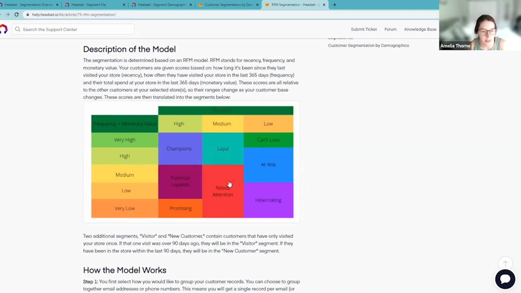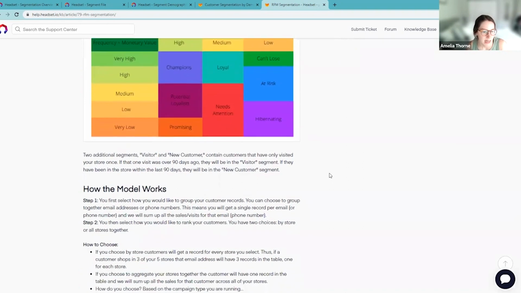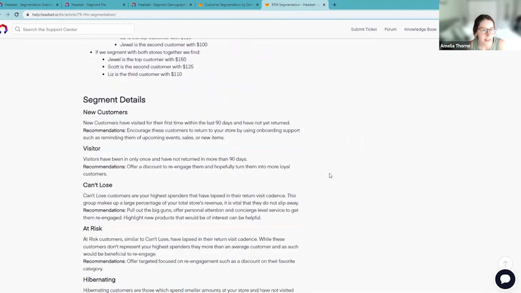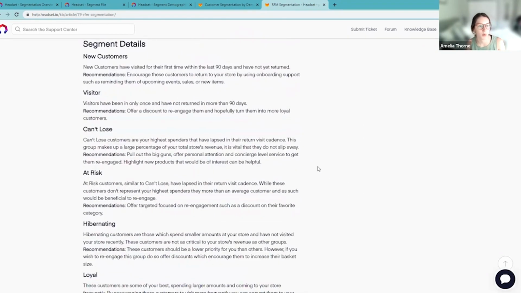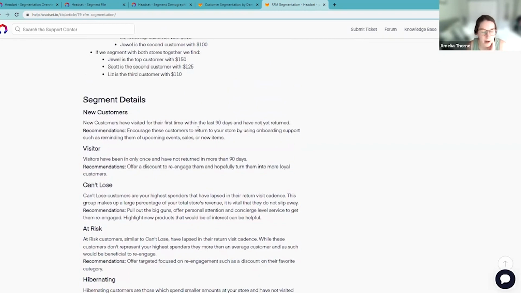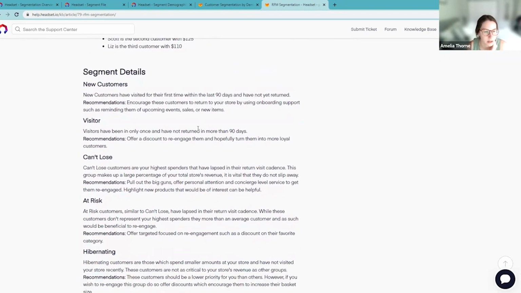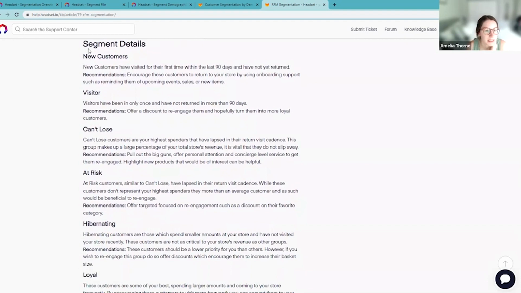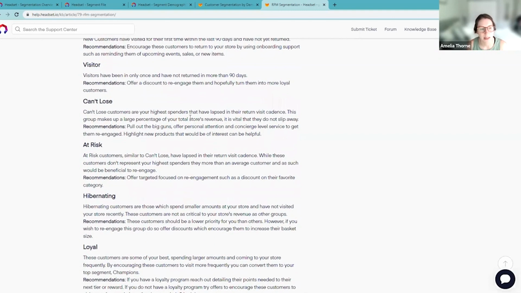And this is a nice visual as to where your customers that fall into the segments live within this visual. And then down here, and I can send this out if anyone wants this information, or it can be found within our help center, but I'm happy to send this information out to you after this. This is the segment detail. It will give you specific information on each one of these segments, so you can understand them a little bit more.